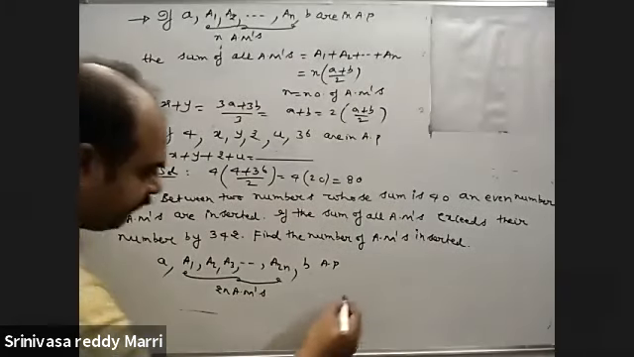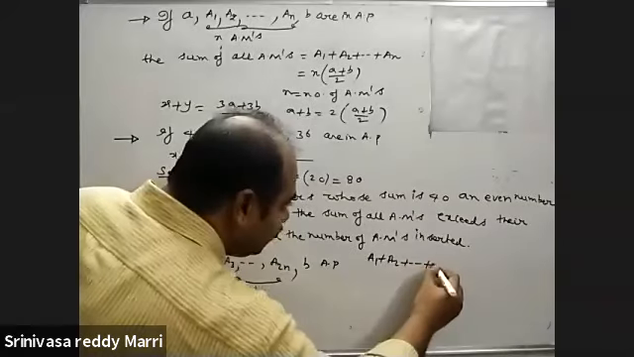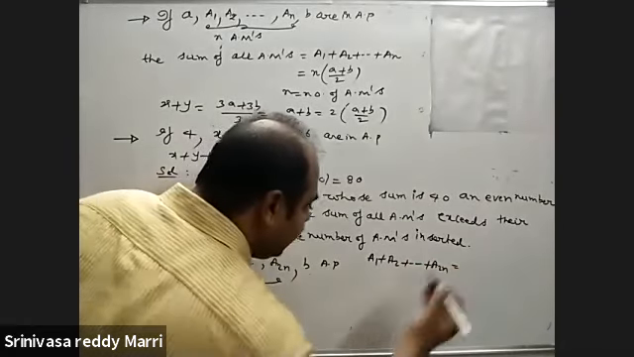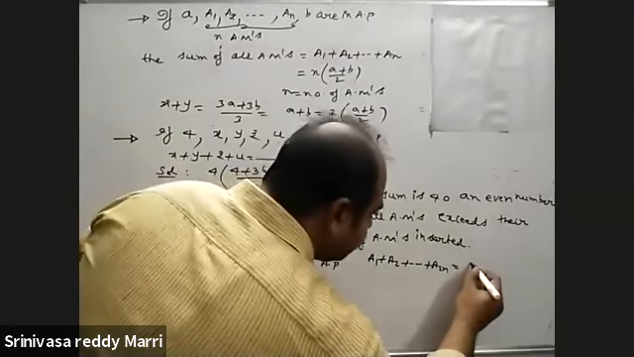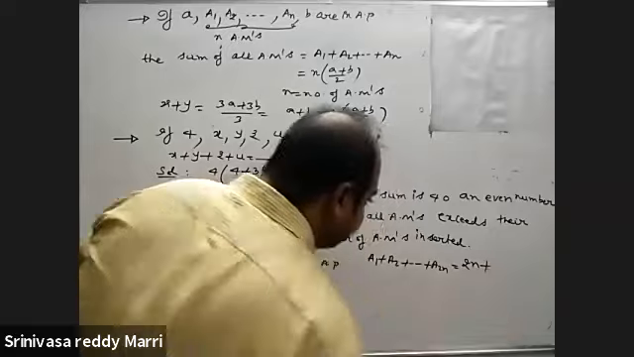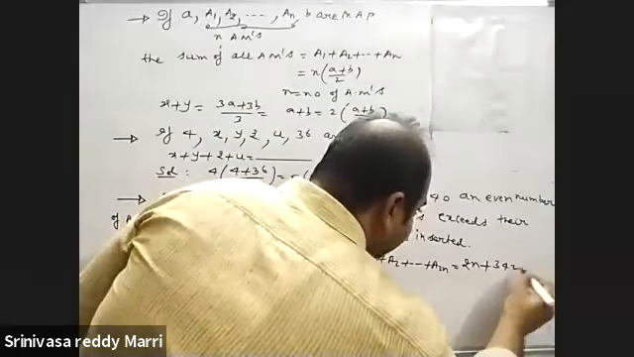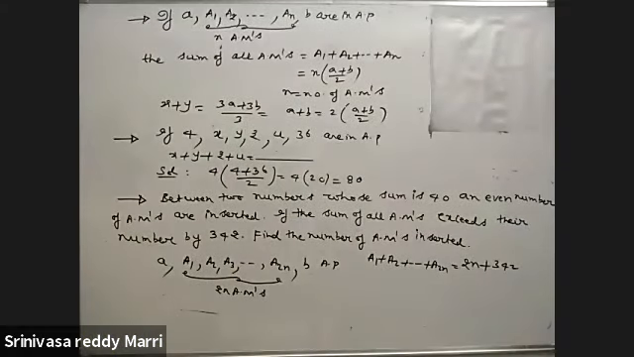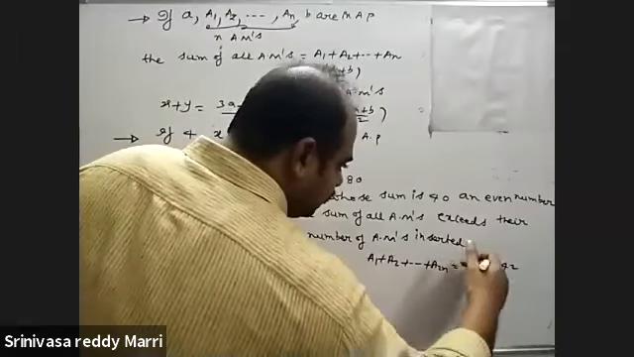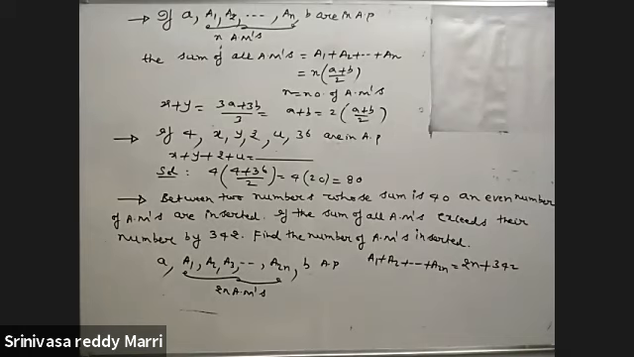Now given that the sum of all the AMs, A1 plus A2 plus and so on, A2n, is exceeding their number by 342. Their number means the number of AMs, 2n, plus 342. That is given. Exceeding their number means 2n plus 342. For 2n it will be 342 more.